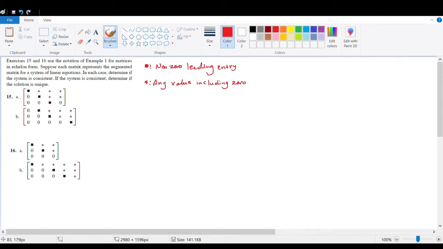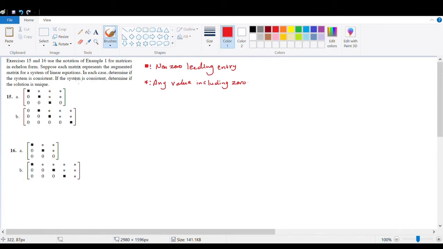So for 15a, we have this one is a non-zero leading entry, this one also a non-zero leading entry, and this one is a non-zero leading entry. For all these values, it could be any value including 0. So it is clear that it is in echelon form, but we cannot determine if it is in reduced echelon form or not. Because if it is reduced, these 3 stars should be 0. But it could be any number including 0. So we cannot say it is in reduced echelon form. We say only it is in echelon form.